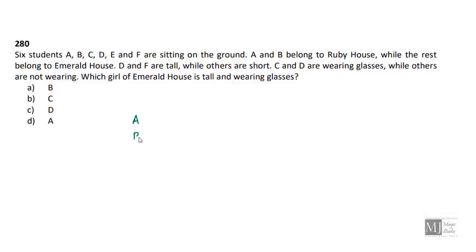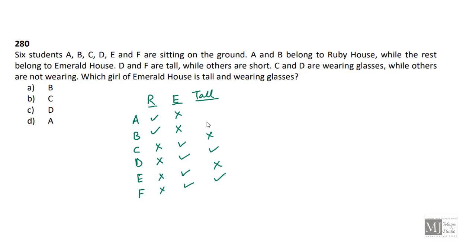6 students A, B, C, D, E and F are sitting on the ground. A and B belong to Ruby house. House are A and B. While the rest belongs to Emerald house. House E is C, D, E, F. D and F are tall.